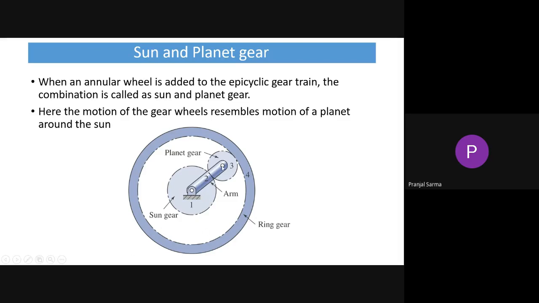The bigger wheel, the annular wheel around it, is known as the ring gear. This ring gear has internal teeth cut here, and the planet gear has external teeth. So the external teeth of this smaller planet gear will be enmeshed with the internal teeth of the ring gear. Understood? Then we call this epicyclic gear train the sun and planet gear. It's a special case of the epicyclic gear train.